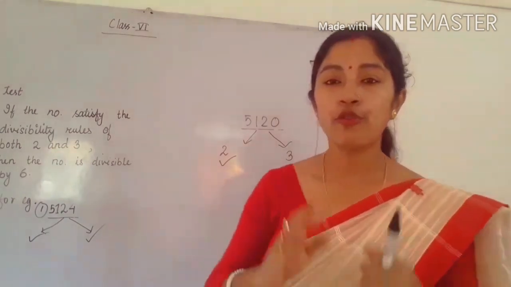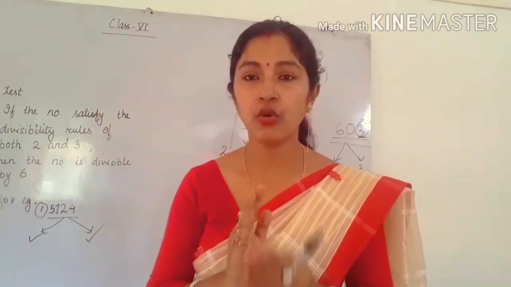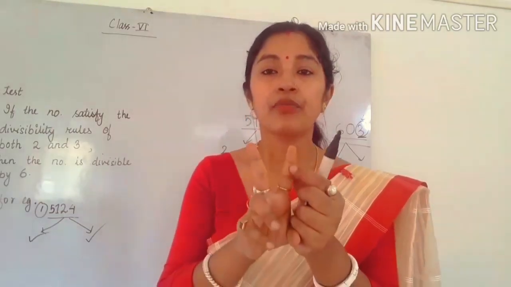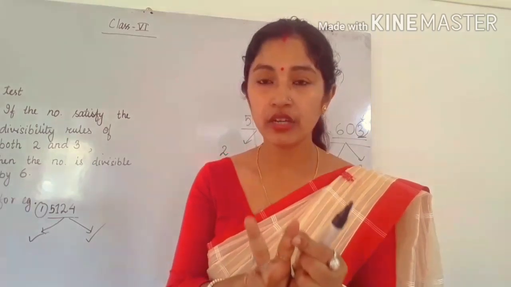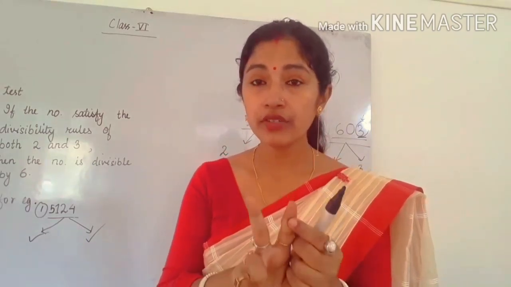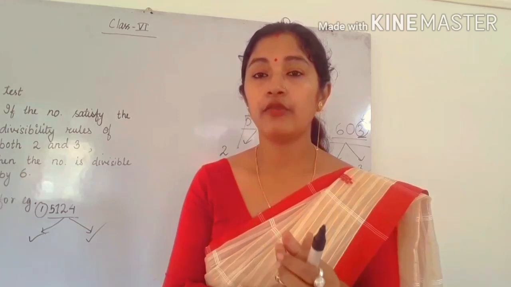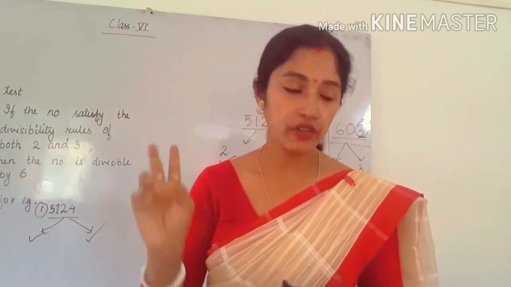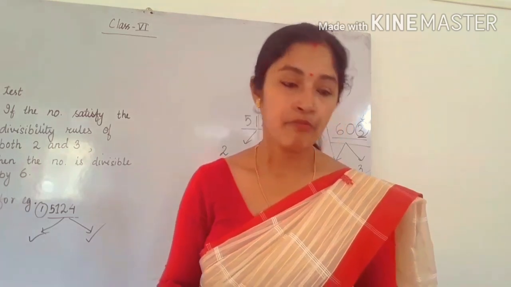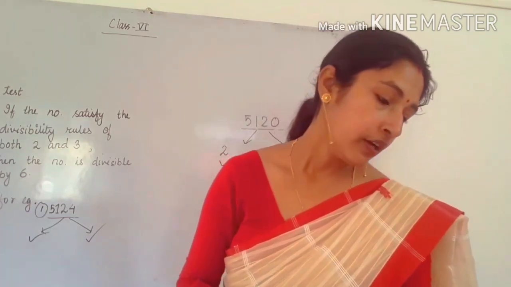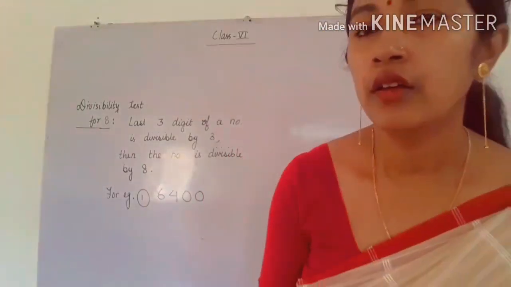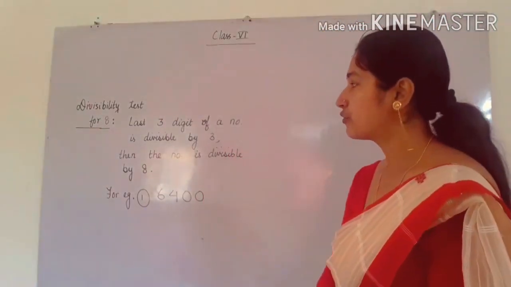Okay. So for divisibility by 6 you have to check two tests: the divisibility test for 2 and the divisibility test for 3, which we have already done before. Next, come to divisibility by 8. Next is the divisibility test for 8.